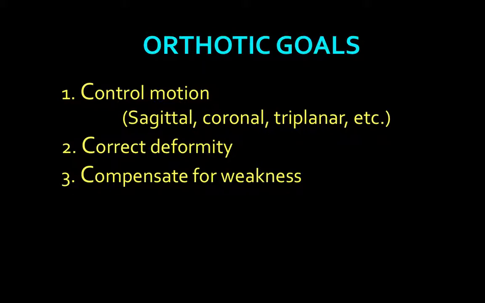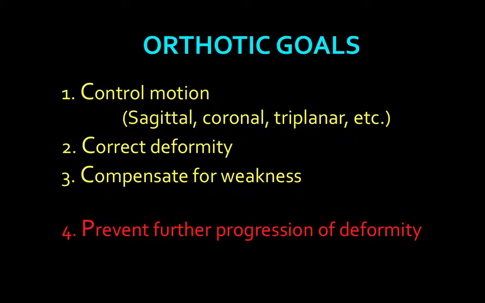So compensate for weakness, this could be weakness in, we could have ligament laxity, we could have muscles that are damaged from a peripheral nerve injury that causes the muscle to become weakened. We could have absence of a particular muscle from birth that could be impairing certain motions. So anyway, compensate for whatever weakness of the ligament, joint, tendon, etc. And then here come our P's. So prevent further progression of the deformity.